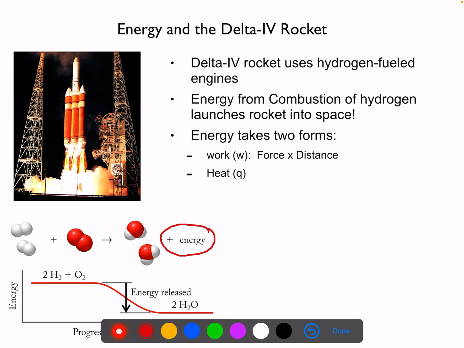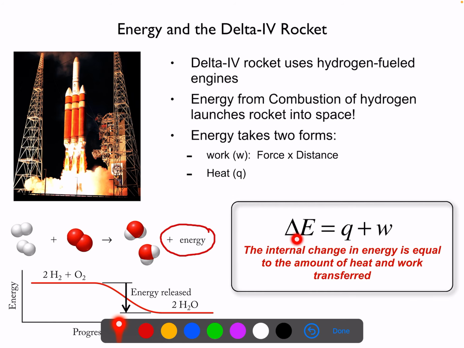And that energy, we can think of having two forms, work and heat. The idea of all of this is to say delta E is equal to heat, which gets a Q, plus work, which gets a W. And what we want to do is maximize work and minimize heat. We want to make a chemical reaction and harness the energy to get the most work. The work is what's going to move an object, and we want to minimize the amount of heat that is produced.